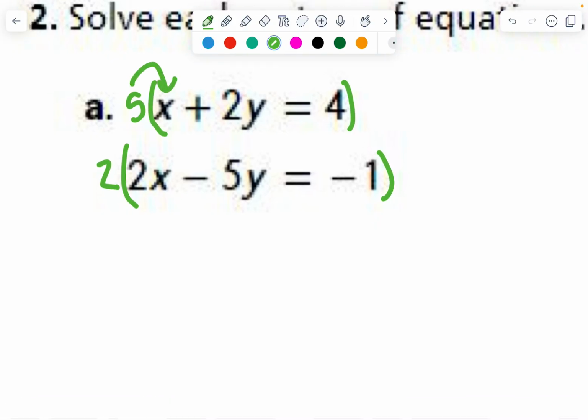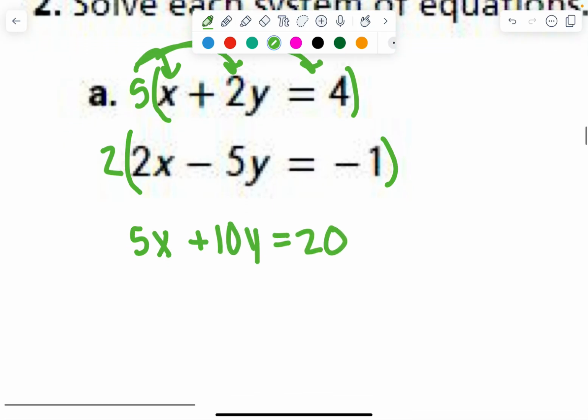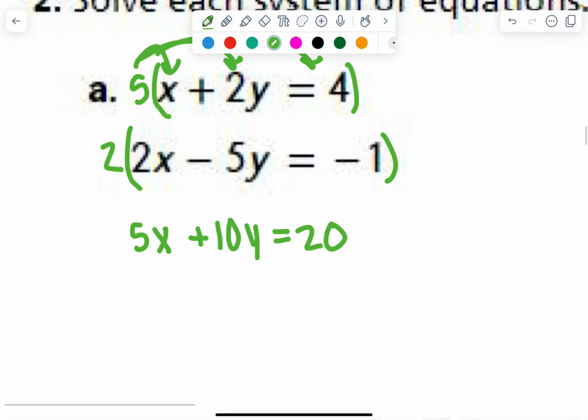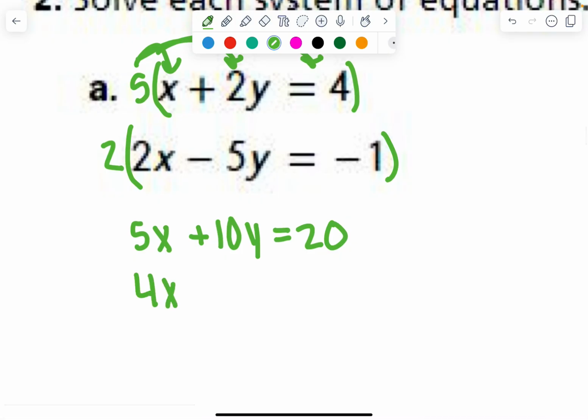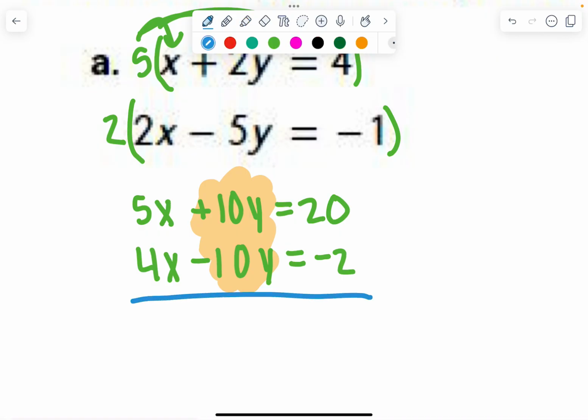All right. So I'm going to have 5x plus 10y equals 20. And for the second equation, I'm going to have 4x minus 10y equals negative 2. And then if we go ahead and look, 10y and negative 10y are opposites. So now we can go ahead and add our equations together. And everything's all lined up for us.